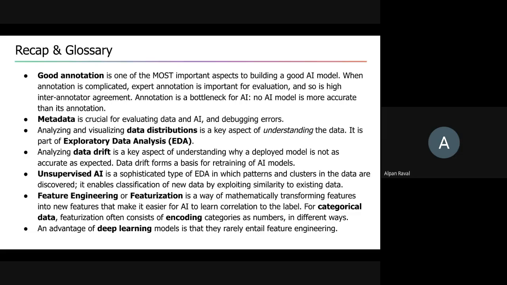We created a one-hot encoding, a normalized count encoding, as well as a target encoding. We went through three different types of encodings where you convert categorical values to numbers in different ways. And finally, I talked about the advantages of the so-called deep learning models, where you don't need to do much featurization or feature engineering. And that's one of the big advantages.